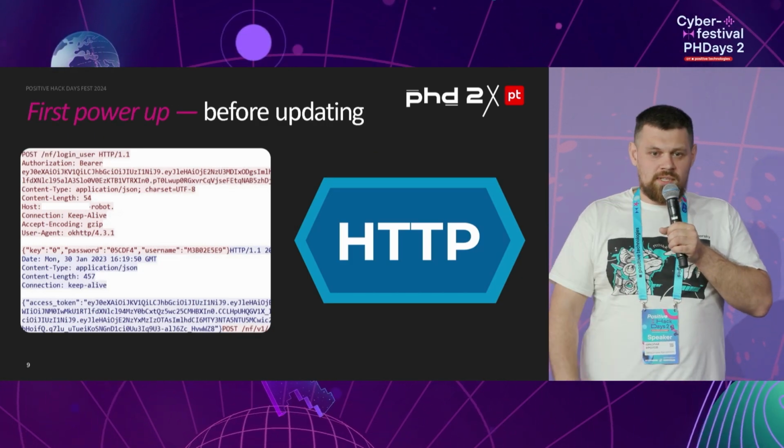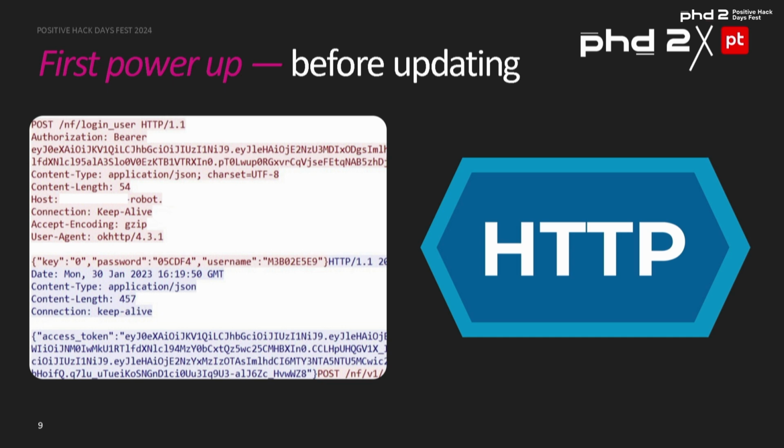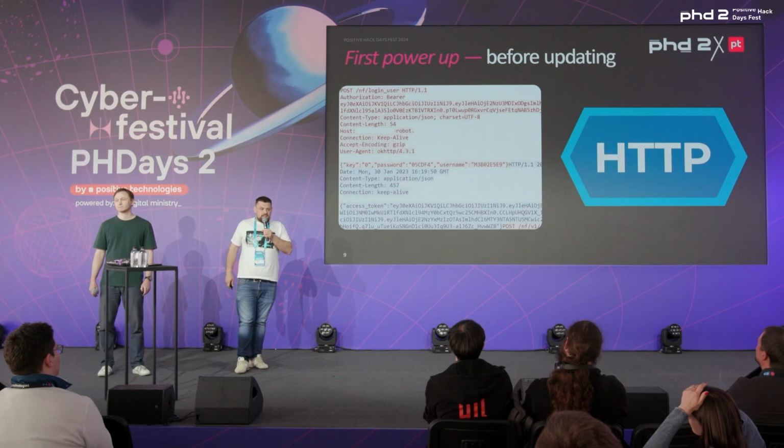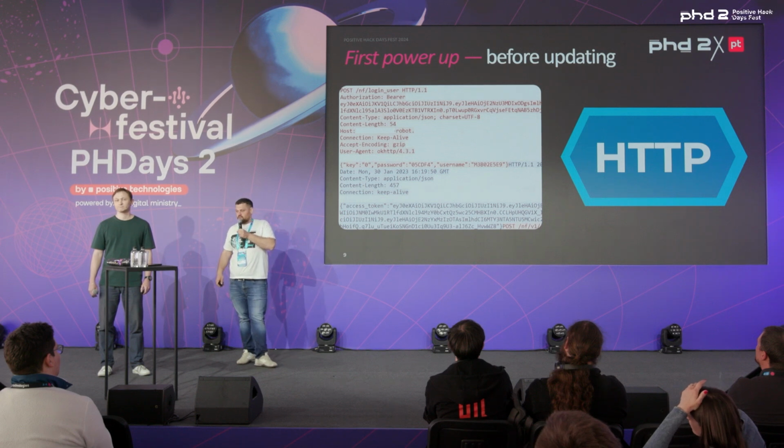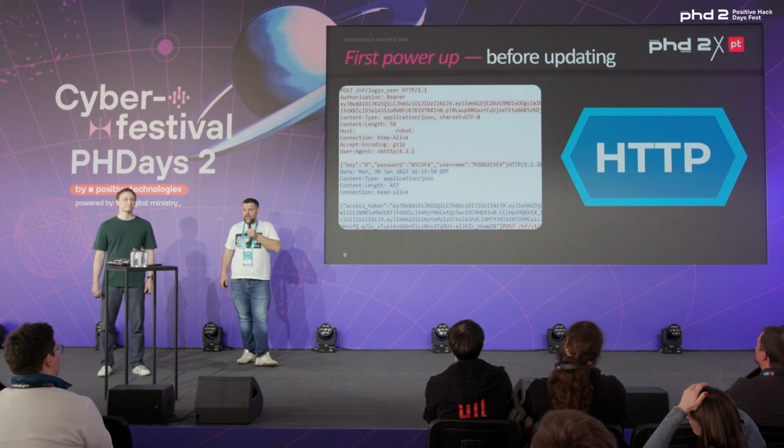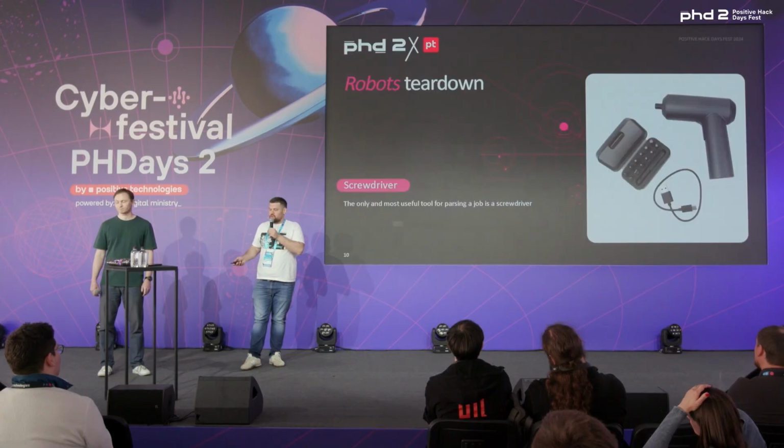So we don't update the robot following the first boot, and we just sniff the traffic between the robot and the cloud. What did we see? It's HTTP that we saw. Well, this is not a good picture, is it? Well, following the update of the firmware, they got HTTPS. But still, we got some useful information, and we'll share it with you later.